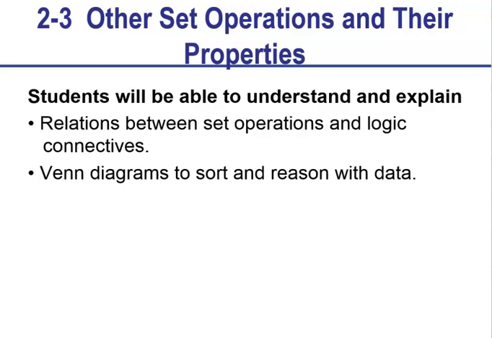Hey teachers, welcome back to section 2-3 part 2. We're talking about other set operations and their properties. If you'll recall, we've talked about intersection and union. Intersection are the elements that are common to both sets, and a union is where you combine two sets together.